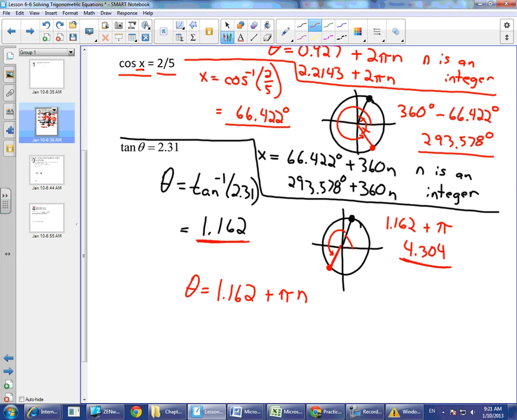So what ends up happening with tangent is you don't need two separate expressions. If I add on pi once, I get 4.304. So if I add on pi once, I'll be at this point on my unit circle. If I add on pi again, I'll be back to the same position as my first solution. If I add on pi a third time, I'll be back down in the third quadrant at this position, and I'll just keep switching back and forth. So for tangent, you only need one expression.